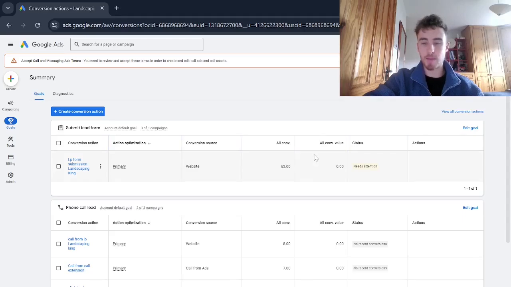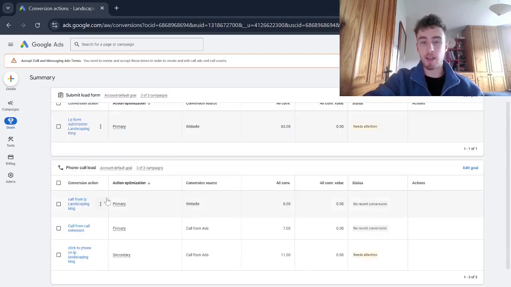So if you're a service-based business, it's as simple as just having a form submission conversion action that you're tracking. And also it's usually two for phone calls, because you might have someone call from the website or the landing page, but also someone calling directly from the ad itself.